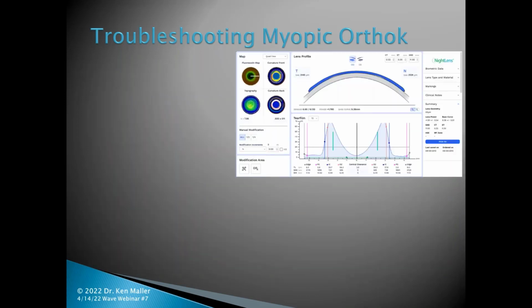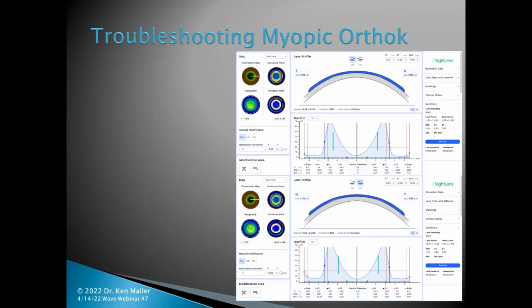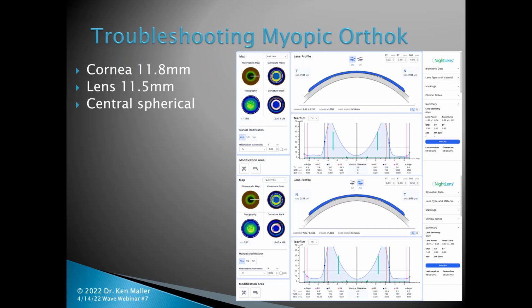These are the wave lenses that I designed for this fellow. I measured the cornea at 11.8, and unlike the 10.5 or the 10.0 lenses that were done before, I went to 11.5, which was just about greater than 95% of the corneal diameter. I designed a central spherical treatment zone, but I did design a freeform periphery, and that was to deal with that asymmetry along the vertical meridian.